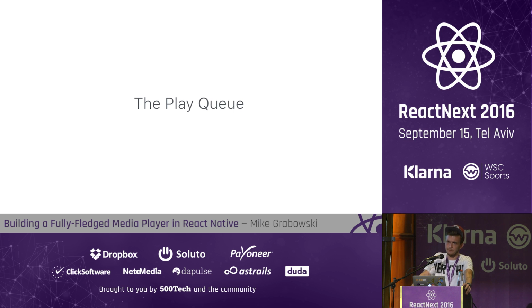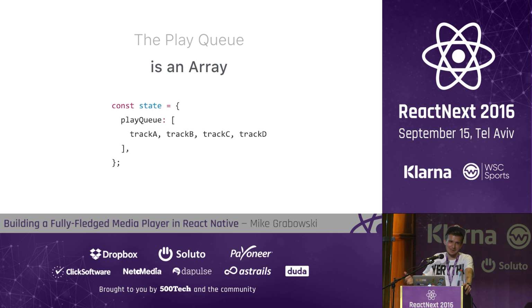Now, if you remember from the previous slides, when I was listing down the business features, we had verbs like add, remove, shuffle. And what data structure do these verbs remind you of? Anyone? Almost. Array, queue, something like that. That was good. So the play queue is nothing more than just an array of songs queued for the playback.